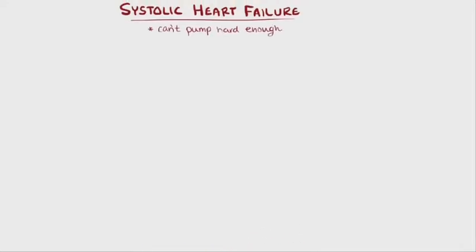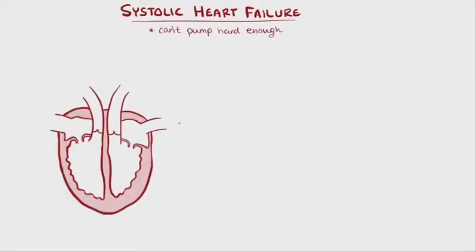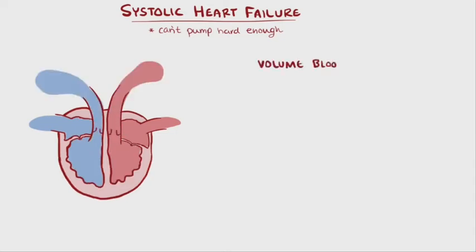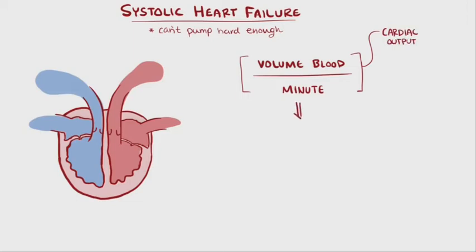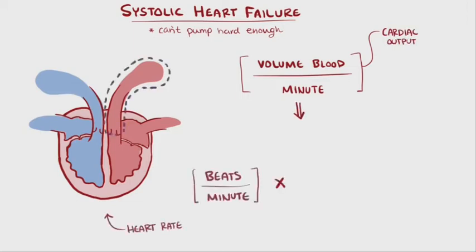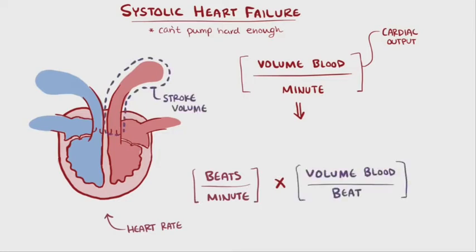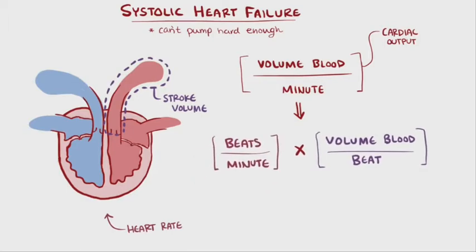First up is systolic heart failure. Kind of a mathematical way to think about this one is that the heart needs to squeeze out a certain volume of blood each minute, called cardiac output, which can be rephrased as the heart rate, or the number of beats in a minute, multiplied by the stroke volume, the volume of blood squeezed out with each heartbeat. The heart rate's pretty intuitive, but the stroke volume's a little tricky.